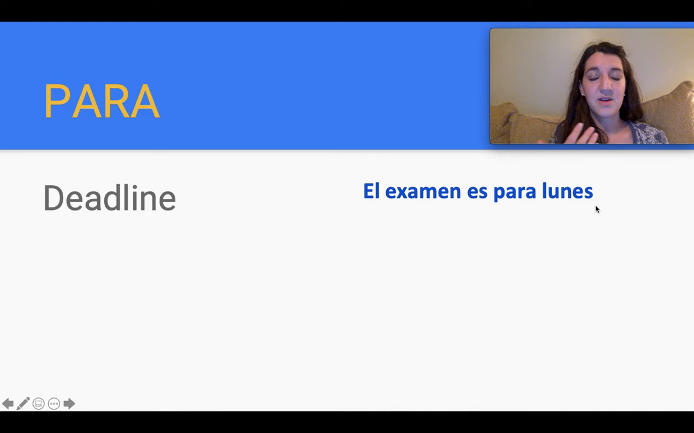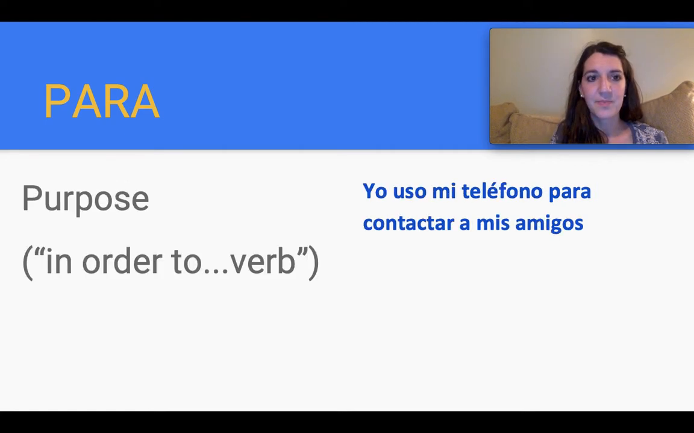A deadline, so the test is for Monday. Your final project is for the 19th. If you read my announcement, you'll find that I extended that due date. Para, deadline. Purpose. Okay, your clue here is the words in order to. If I can sub out the words in order to, you need para.